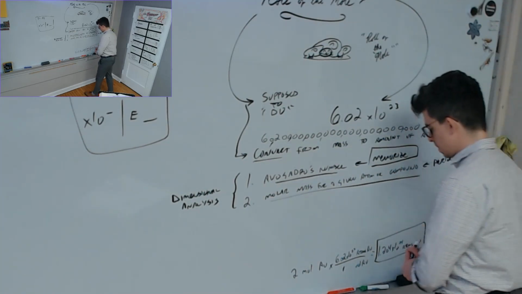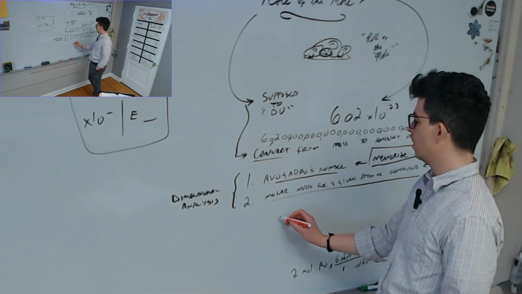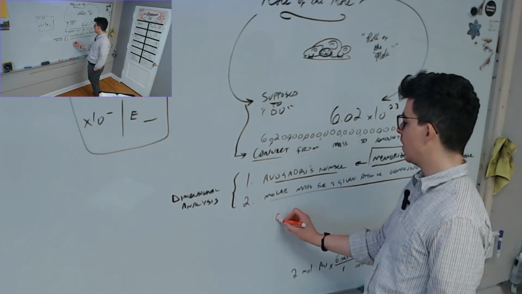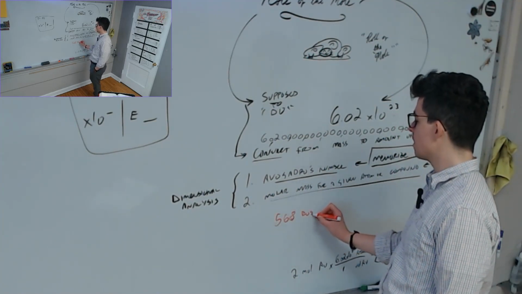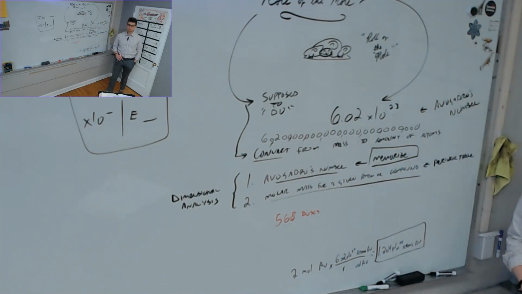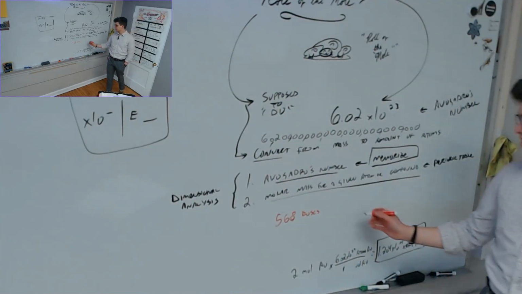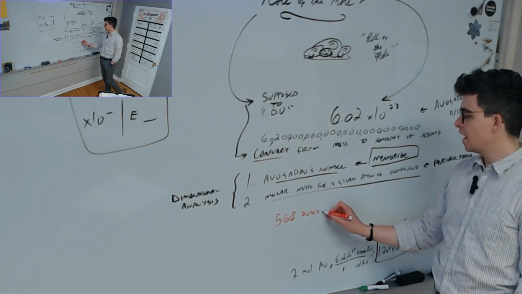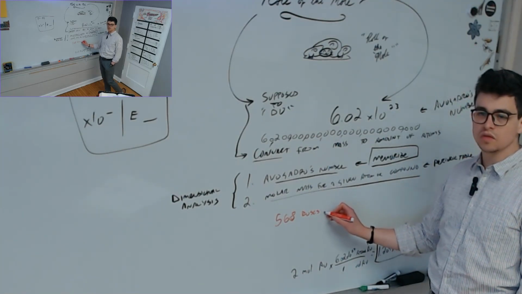Let's do it like this. Let's say I have 568 roses. I'm going to figure out how many dozens of roses that is.